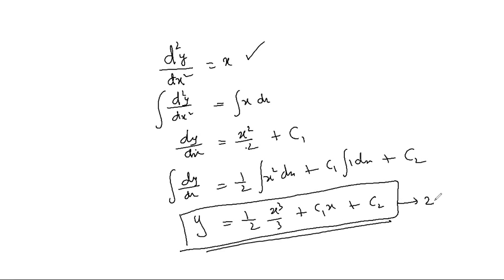Two arbitrary constants are present. If there are two arbitrary constants, naturally the differential equation is of order 2. If I want to get y by integrating 2 times, naturally the differential equation should be of order 2. Otherwise, we cannot have 2 arbitrary constants. Did you understand this point? Yes, sir.